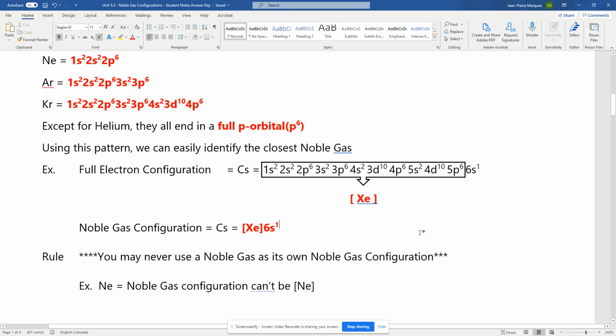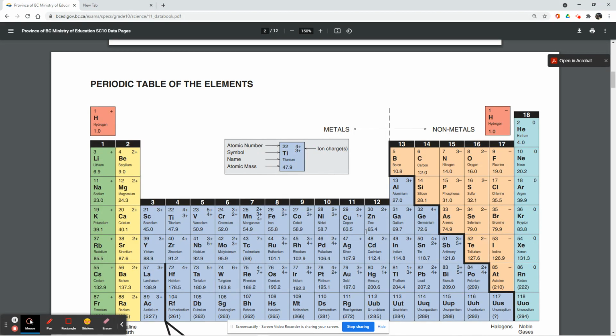Again, just like any element, your noble gas configuration must be the closest noble gas that has fewer electrons than you have. Therefore, if I were to say, what's xenon's noble gas configuration? You can't use xenon. I'd have to go back. What's the first noble gas I encounter? It would be krypton. I'd use krypton as my reference. So square brackets krypton, and then this is the fifth. 1, 2, 3. This is the fifth. So 5s2, 4d10, 5p6.